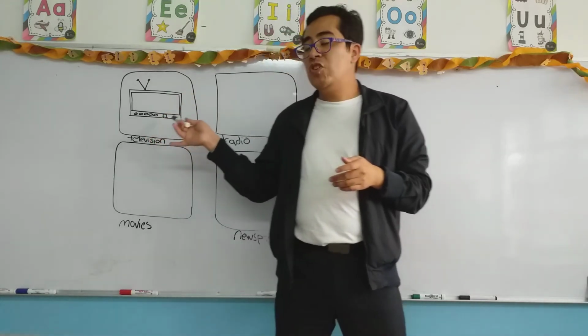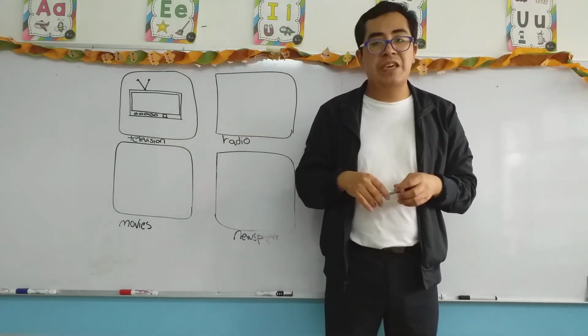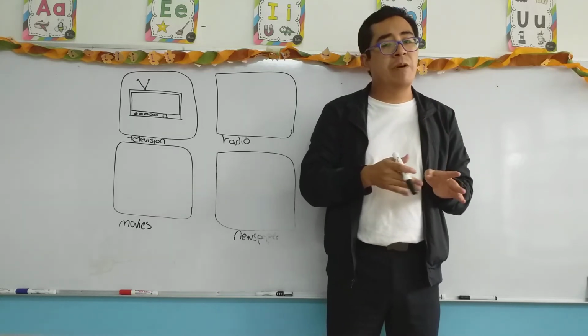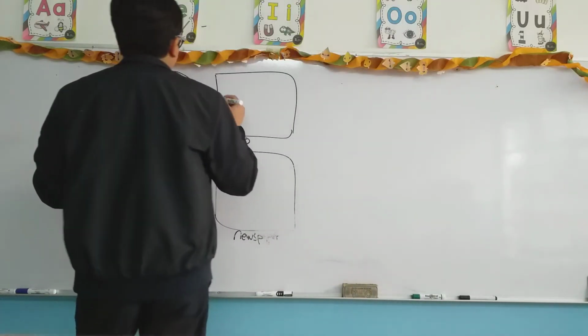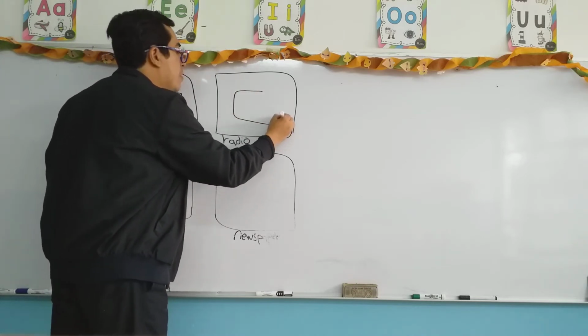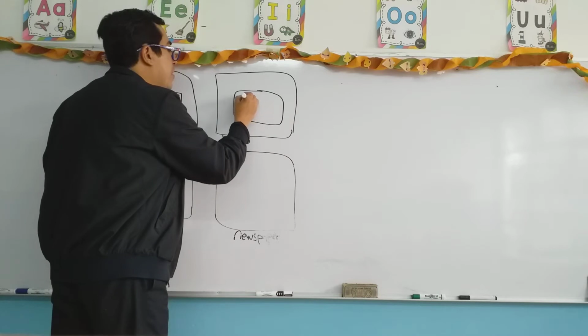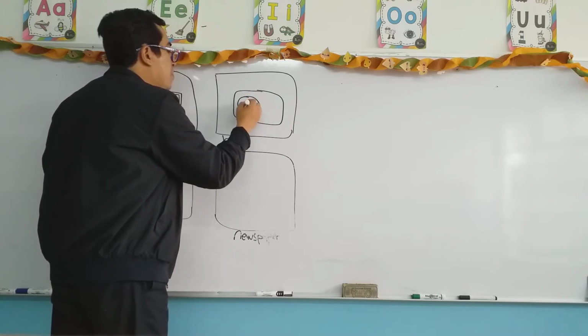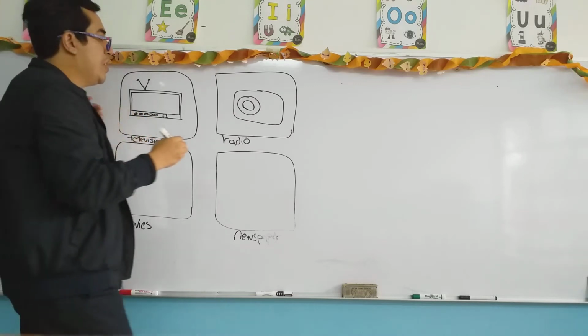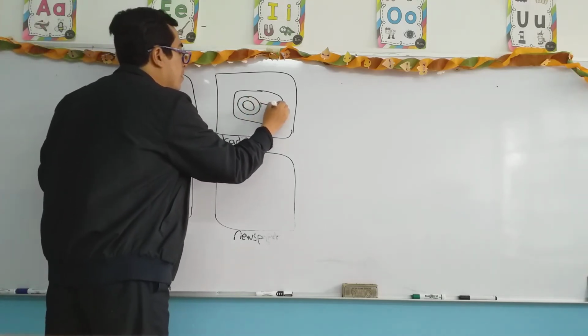Next to the television, we have the radio. Once again, the radio, it's very popular, very common. So, an example of how to make a radio. We have a rectangle with a speaker, a big speaker. Speaker in Spanish, bocina. Okay?